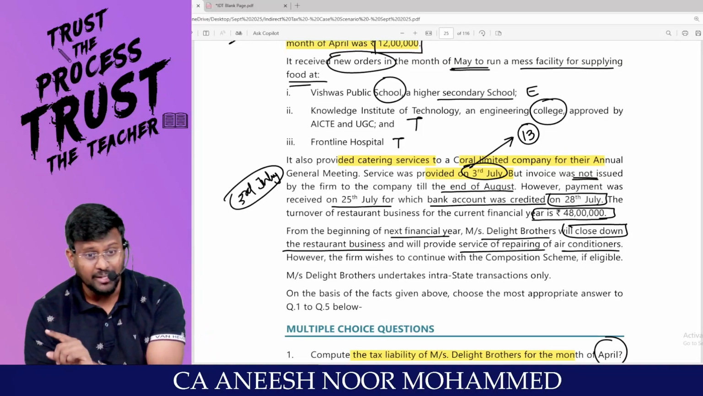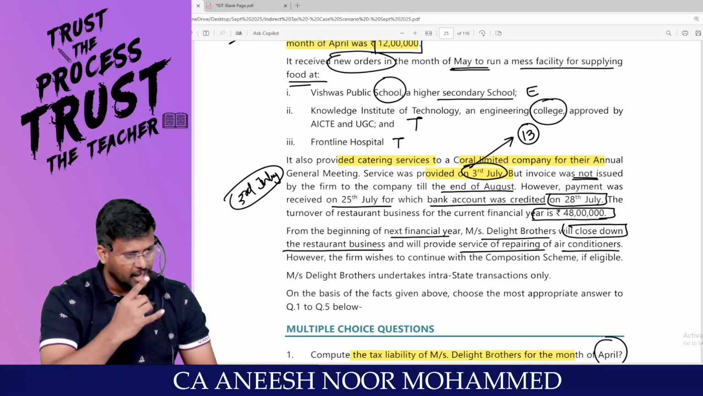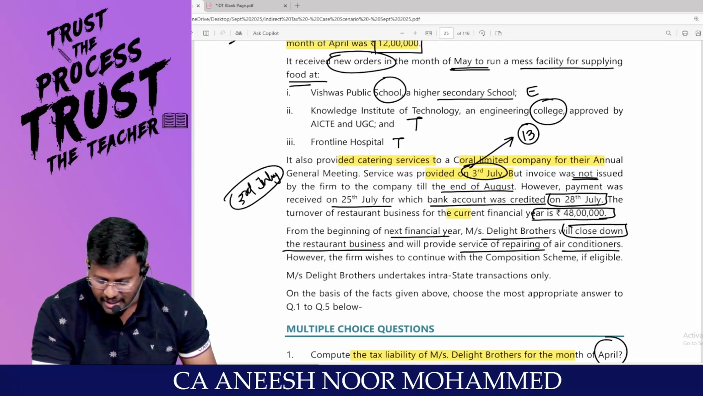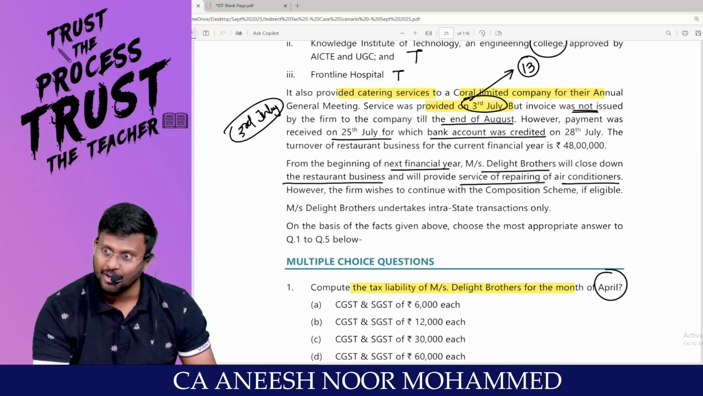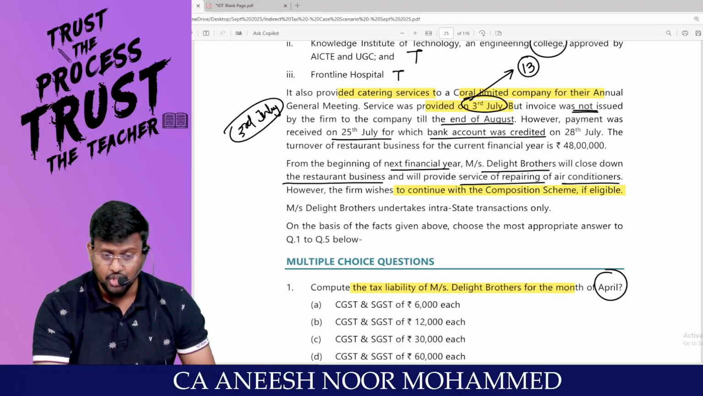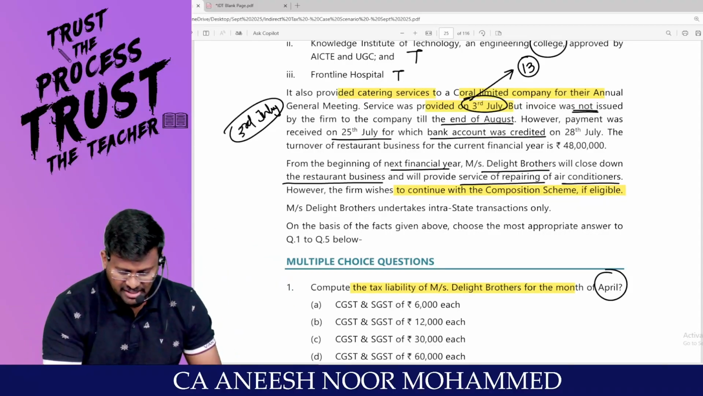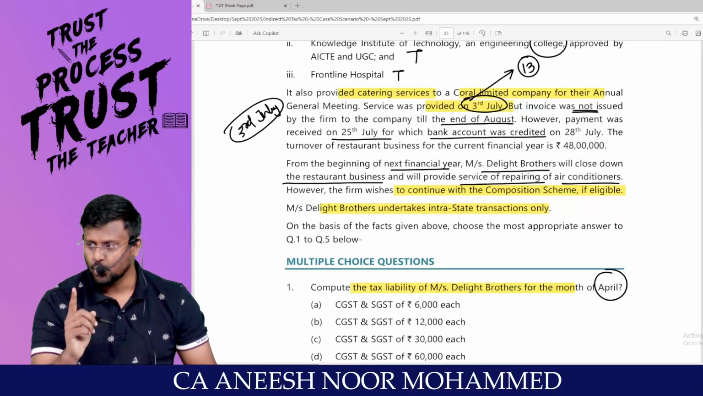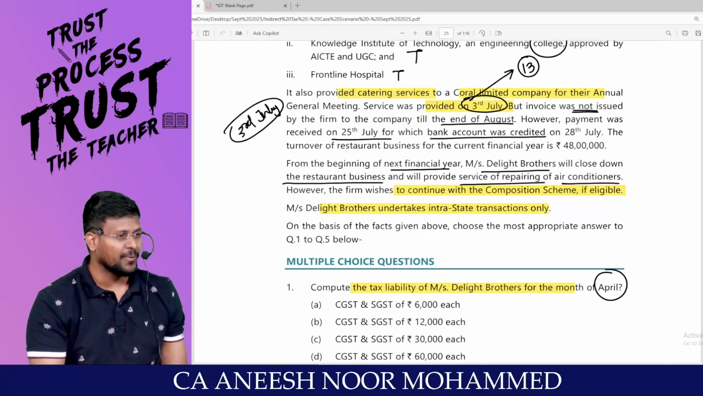That means from 10-1 they are shifting to 10-2A. Correct? In order to enter into 10-2A, in the immediately preceding previous year, your aggregate turnover should not exceed 50 lakh. That's why they are highlighting 48 lakhs as the current financial year turnover. Since it does not exceed 50 lakh, they can happily enter into 10-2A. However, the firm wishes to continue with this composition scheme. If eligible, yes, you are eligible. You can't travel through 10-1, but you can travel through 10-2A. Messrs. Delight Brothers undertake intrastate transactions only, because once you do interstate outward supply, as per section 10-2, you will be ineligible for the composition scheme.